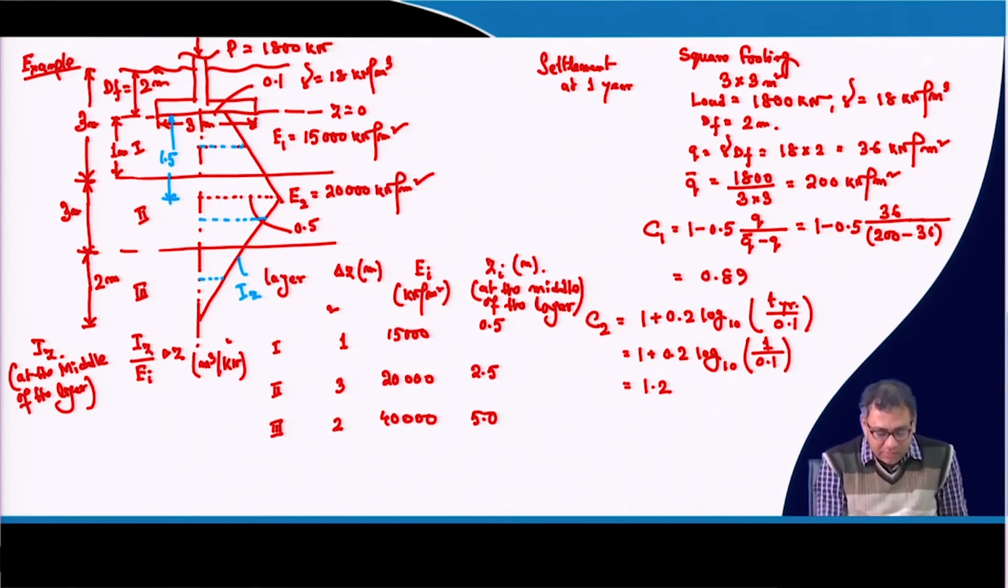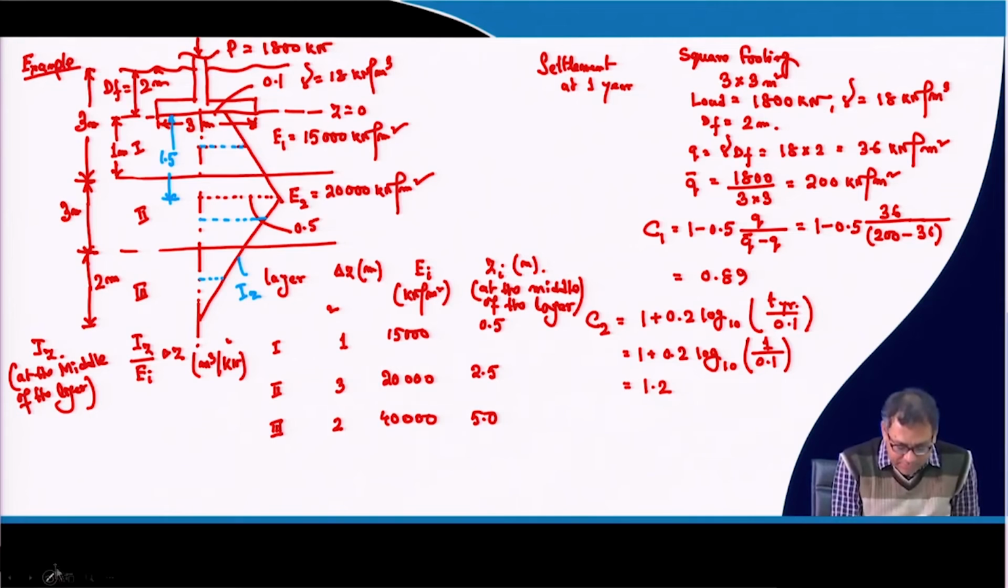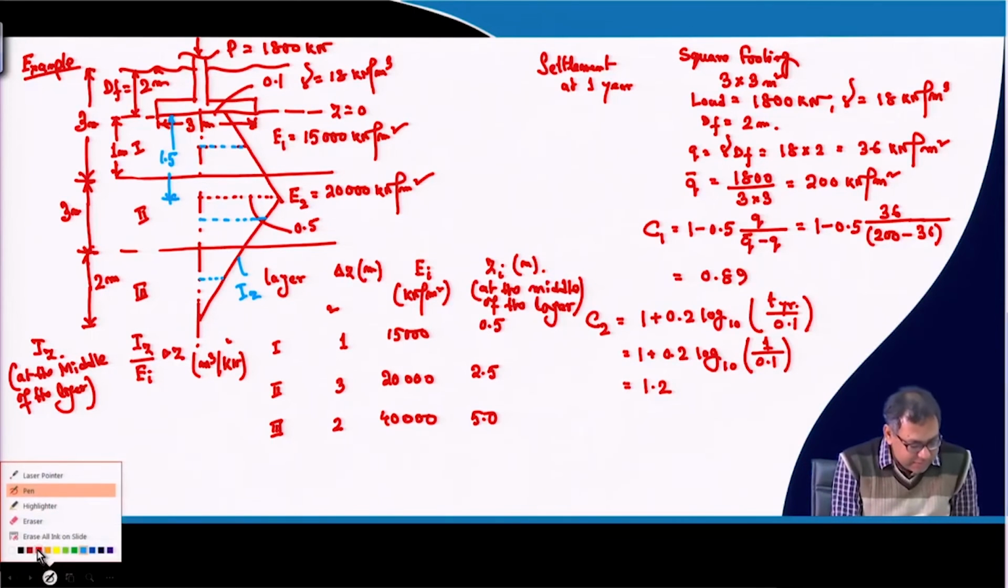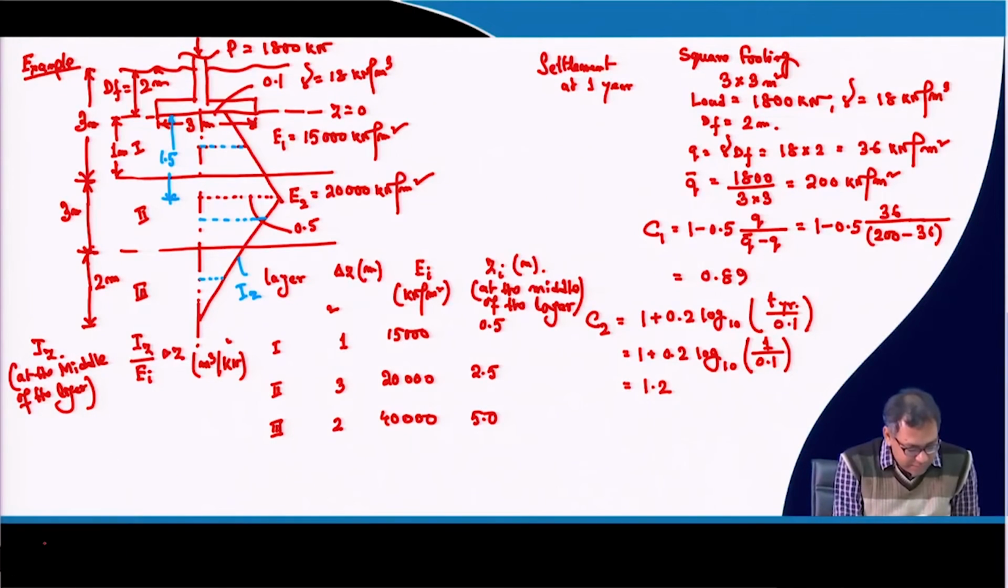So, that value at 0.5 I am calculating by linear interpolation. That means here, for the first layer, the Iz value is 0.133, because this is 0.1 and this is 0.5. So, this distance is at 0.5, this is 0.5, and at this 0.5 it is 0.133.